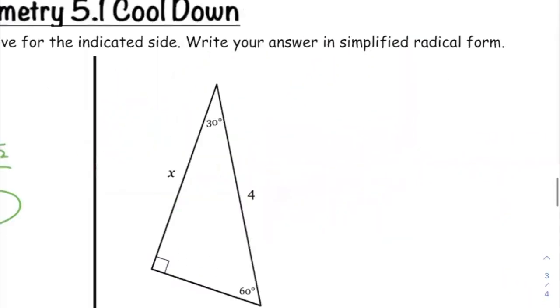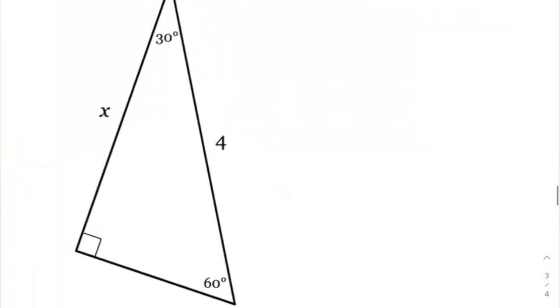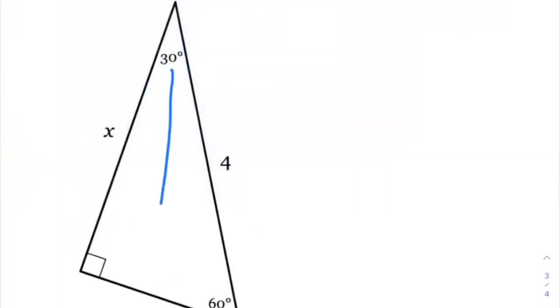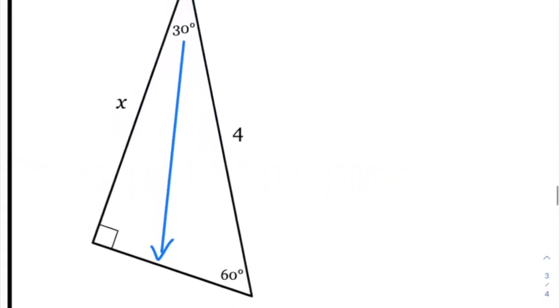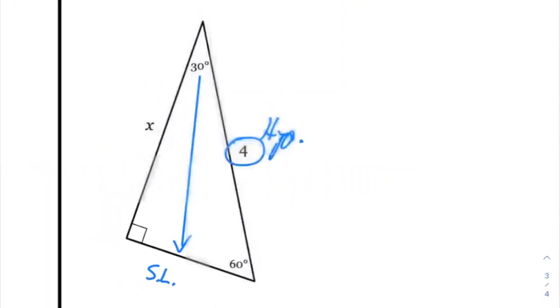Okay, slide it on over. 30, 60, 90. Okay, opposite the 30. Oh, look what they did. They didn't give us opposite the 30. So how are we going to do it? We're going to take the side that they gave us. This is the hypotenuse, and I want the short leg. So what's the rule on hypotenuse to short leg?